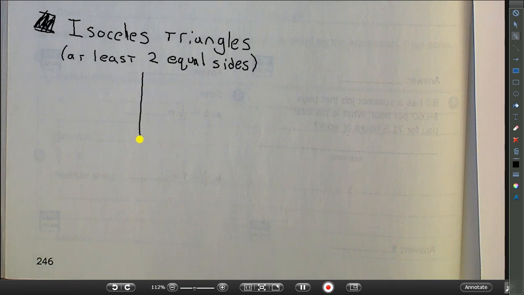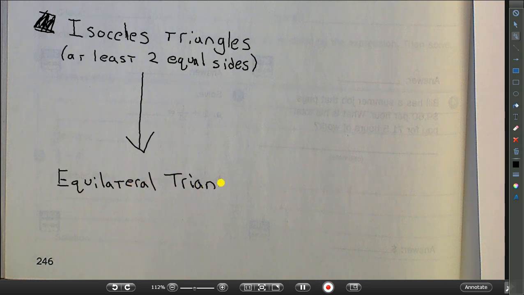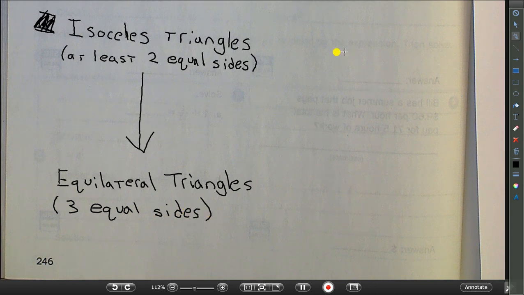So if you are an isosceles triangle, there is a chance that you might also be an equilateral. You can kind of hear equal. Lateral means the sides, so equal length sides. And I'll just put in parentheses 3 equal sides. So not all of the isosceles triangles had 3 equal sides. Some just had the 2. But some of those ended up having all 3 that were equal.